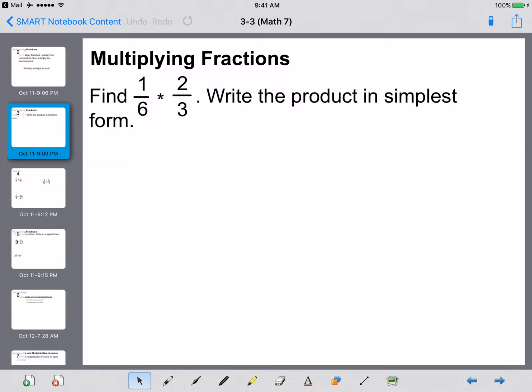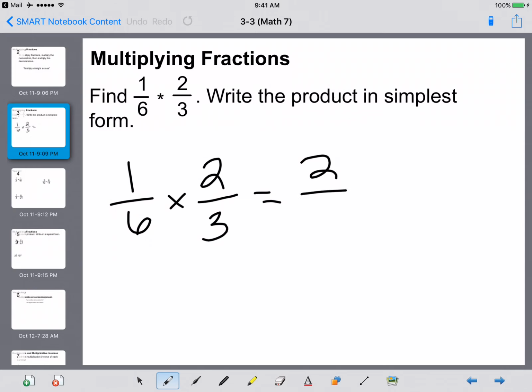So here, for example, we have 1/6 times 2/3, and we want to write our product in simplest form. So all we have to do is multiply straight across. So 1 times 2 is 2, 6 times 3 is 18, 2 goes into both 2 and 18, so we're going to simplify and get 1/9.